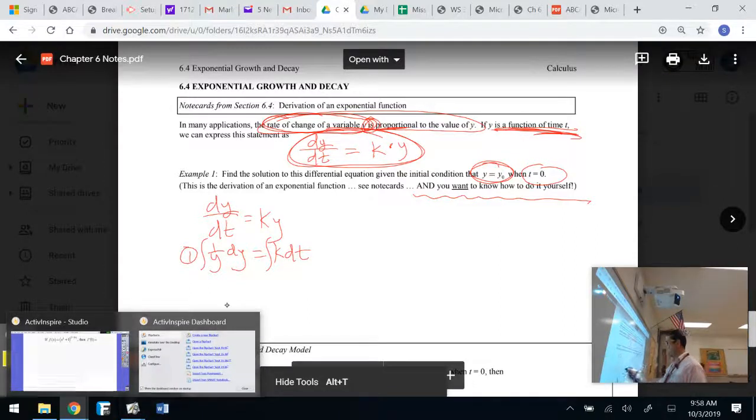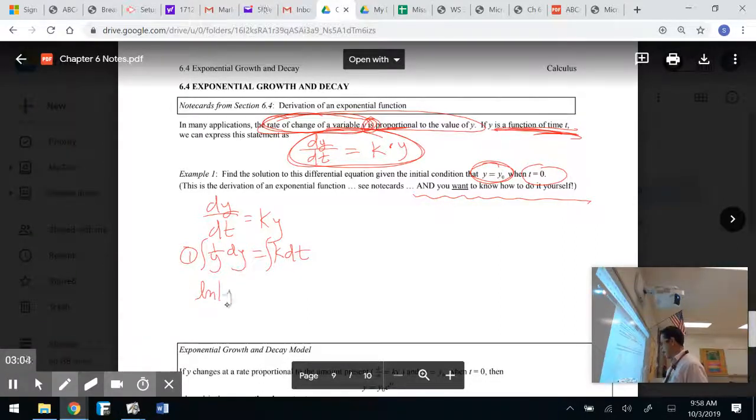The antiderivative of 1 over y is the natural log of the absolute value of y plus c, equal to, well, now k is a constant, so it'd be like the number 5. The antiderivative of 5 would be 5x, in this case 5t, because it's with respect to t. So this would be kt plus c. All right, let's finish this. I've got to solve for y. So I'm going to write this as log base e of the absolute value of y equals kt plus c, and then change my log to an exponential. So the absolute value of y is equal to e to the kt plus c.